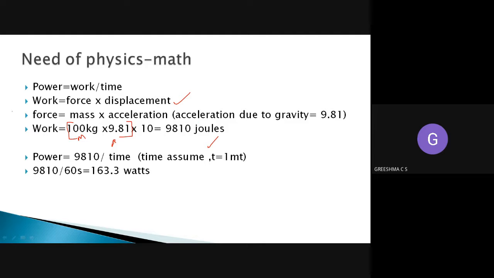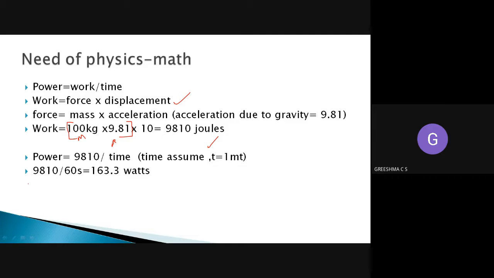Okay, next is you can calculate power. Power means work by time. Time they have not given, so you can assume it. You can take it as 1 minute, 1 hour, or in seconds also. Here I have taken seconds. So 9810 divided by 60 seconds, that is 163.3 watts is required. Basically, for this lifting mechanism, to lift 100 kg you require 163.3 watts.